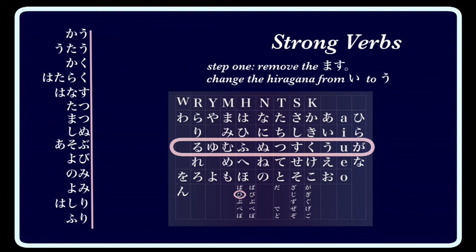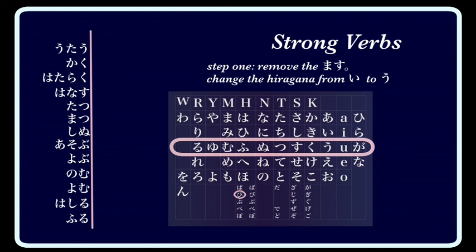Shini, for shinimasu, will change to shinu. Asobi will change to asobu. Yobi, yobu. Nomimasu, nomu. Yomimasu, yomu. Hashirimasu, hashiru. Furimasu, furu. And that's how you make the plain form of strong verbs in the Japanese language.